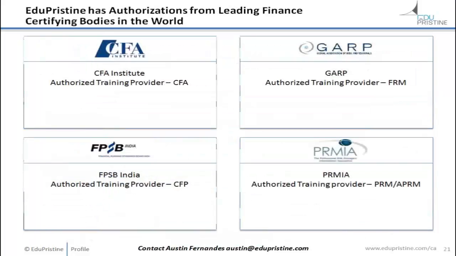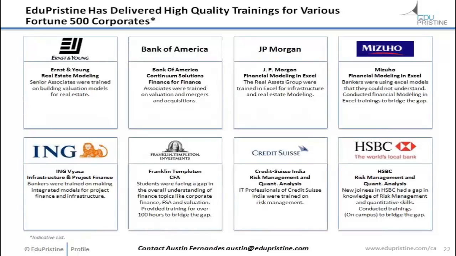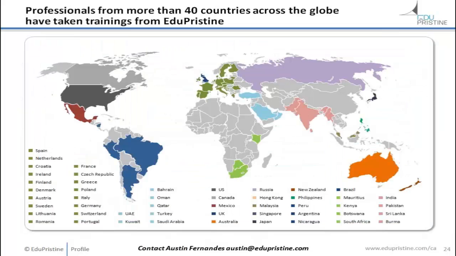These are the certifications which we are holding. Some of the institutions where we have provided the training: financial modeling, the continuum solutions, real estate modeling, infrastructure and project finance in ING, BISA, Franklin Templeton, CFAs, and so on. These are some of the colleges where we have provided the training. These are the countries where we are currently working in. Complete North America, Europe. We are present in Latin America, Middle East, Asia, in particular Australia and New Zealand, and Hong Kong, Singapore, and so on. And of course in some countries of Africa as well, that's South Africa, Botswana, Kenya, Mauritius.